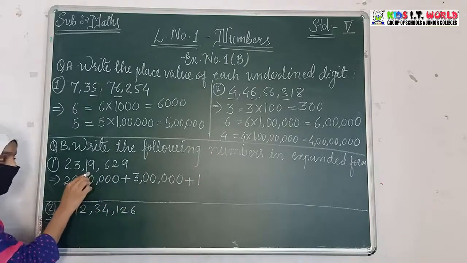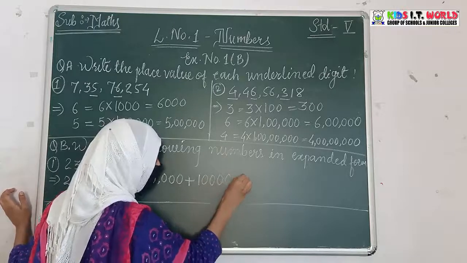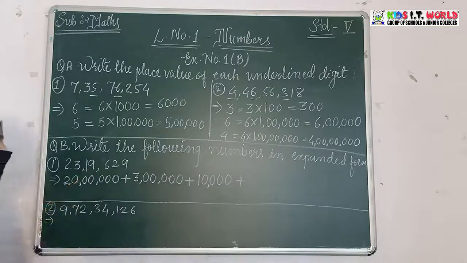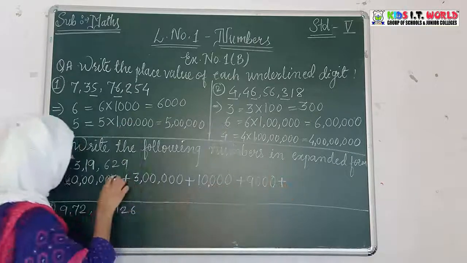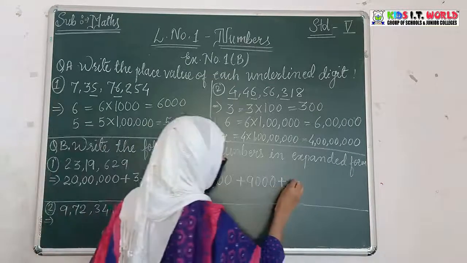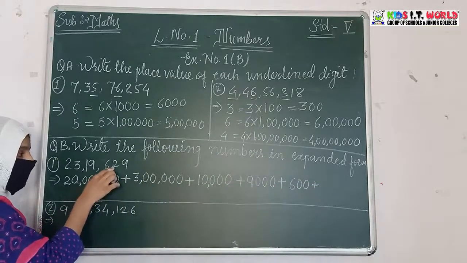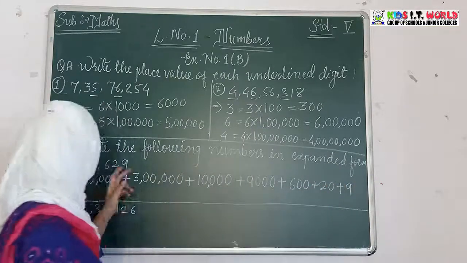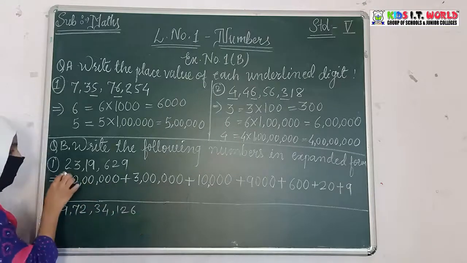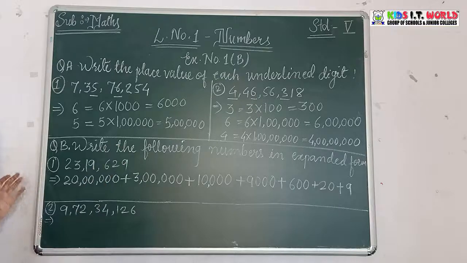Then 1 here. 1 is on the 10,000 place. So 4 zeros will come here: 1, 2, 3, 4. Now the 9. 9 is on the 1000. So it is 9,000 plus 600. Then it is on the tens place, so its value will be 20. And the last one is 9. So this is the expanded form of the number 23,19,629.